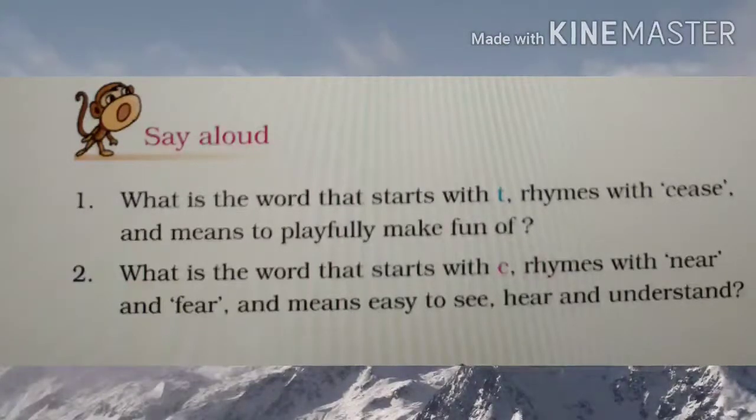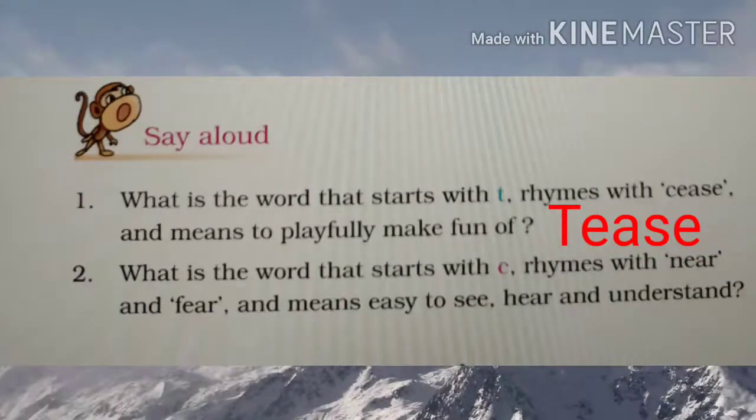Very good, you have thought very well. The correct answer of this question will be tease. T-E-A-S-E, tease. Tease will be the correct answer of this question because tease rhymes with the word sees and the meaning of tease is also to playfully make fun of.